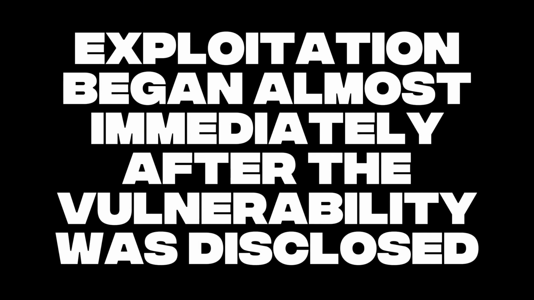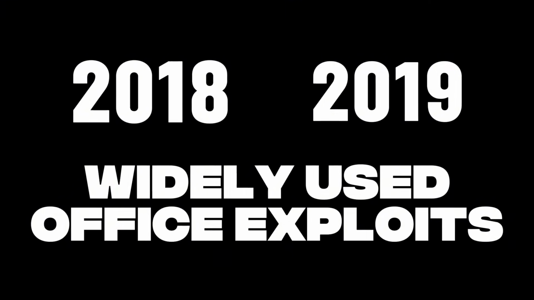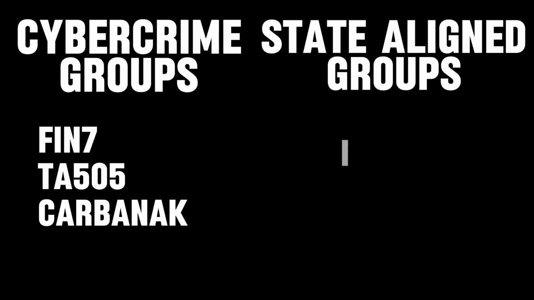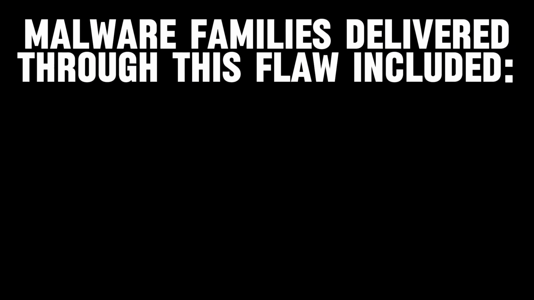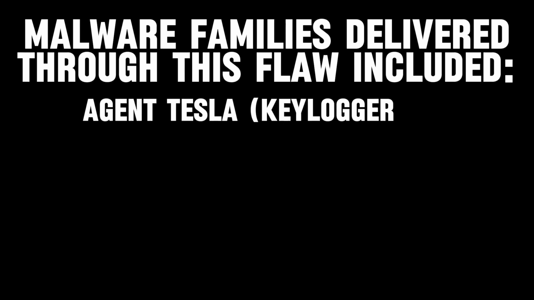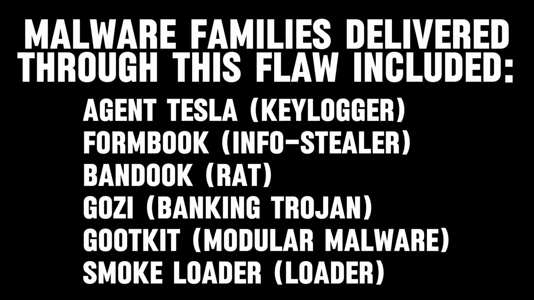Exploitation began almost immediately after the vulnerability was disclosed. Throughout 2018 and 2019, it became one of the most widely used Office exploits in the wild. Cybercrime groups like Fin7, TA505, and Carbanak used it in large-scale financial attacks, and state-aligned groups such as APT28 and APT37 used it for espionage. Malware families delivered through this one flaw, including Agent Tesla, Formbook, Bandook, Gozi, Gootkit, and Smokeloader.